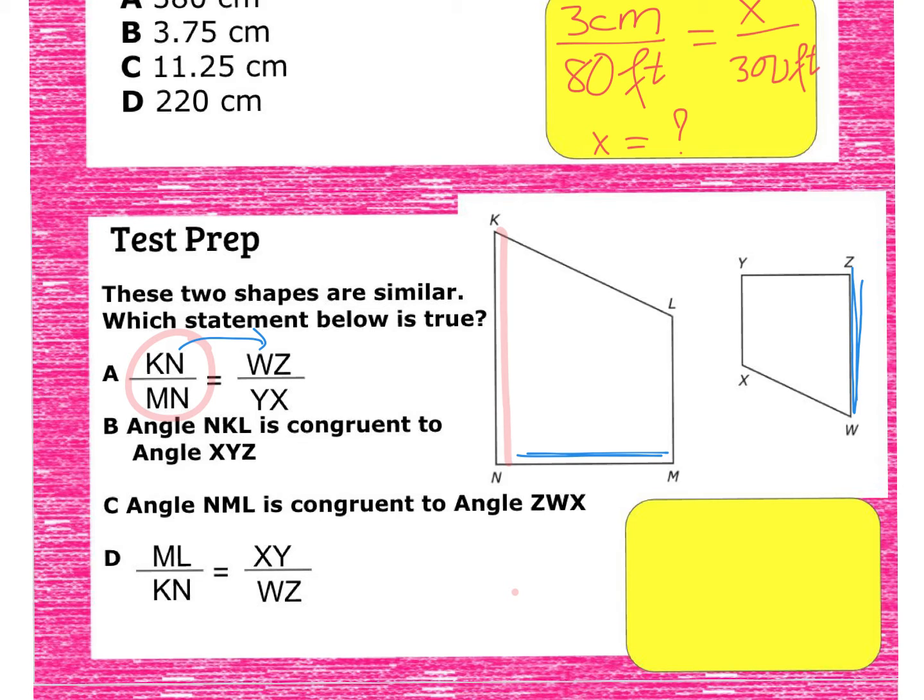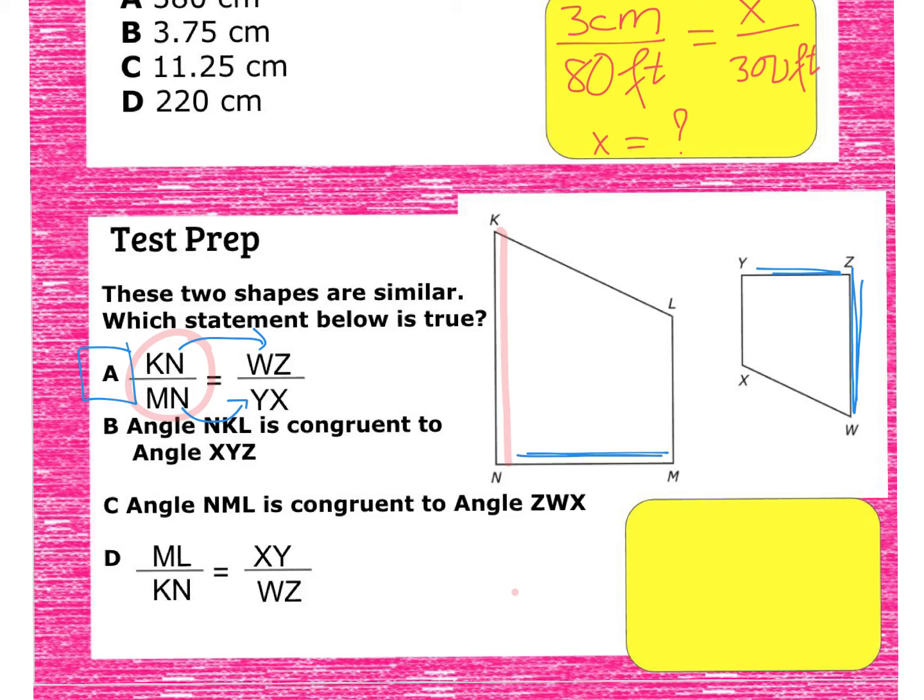Let's see if the second one is correct or not. MN will go with YZ. YZ is right here. So, oh, I think the first one is correct.